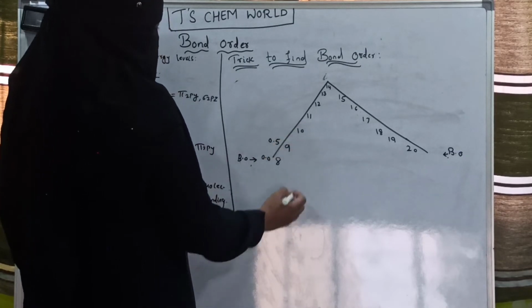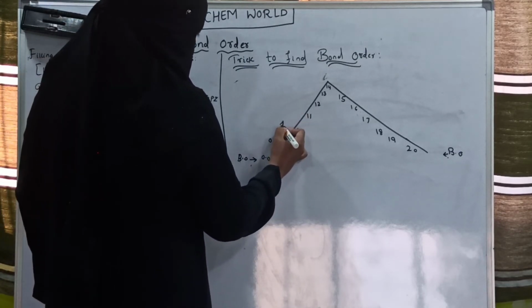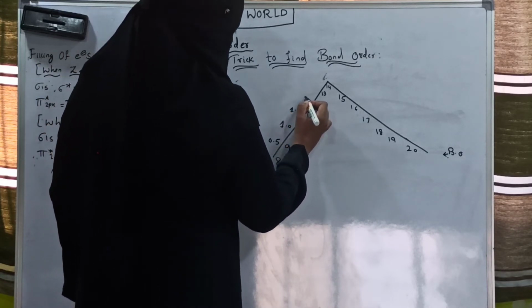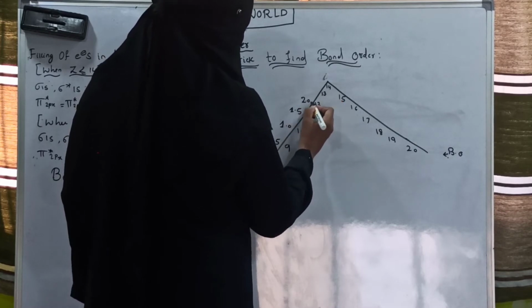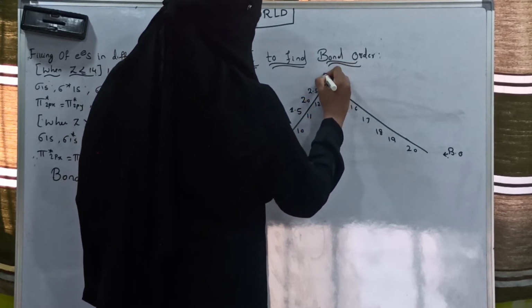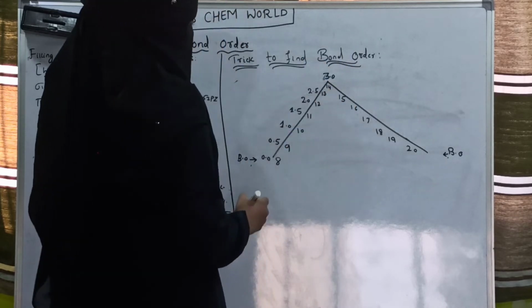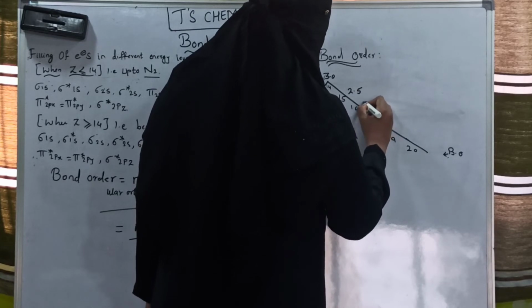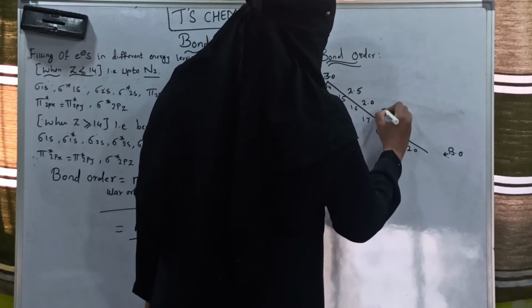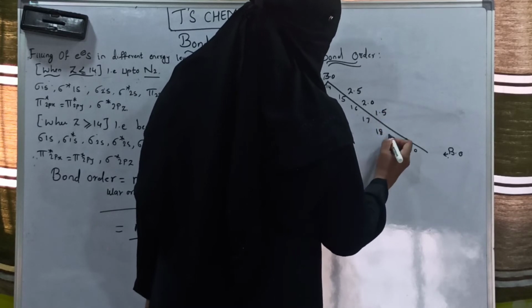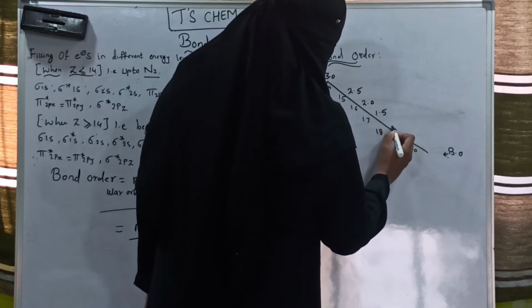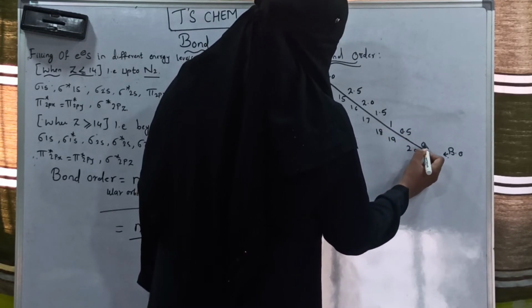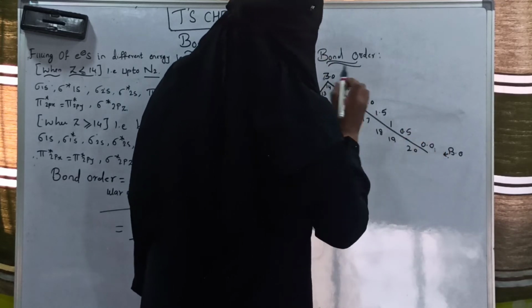Zero point 0, 0.5 for 9, and for 10, 1. For 11, 1.5. For 12, 2.0. For 13, 2.5. For 14, the bond order is 3. For 15, again it is 2.5. For 16, it is 2.0. For 17, it is 1.5. For 18, it is 1. For 19, 0.5, and for 20, the bond order is 0.0.